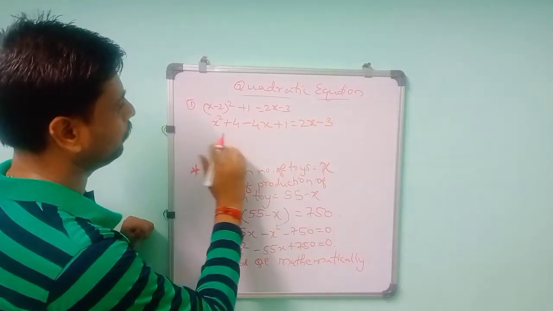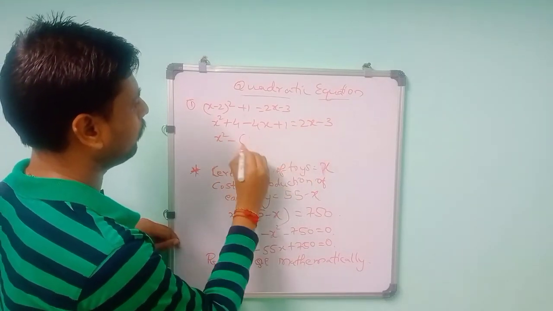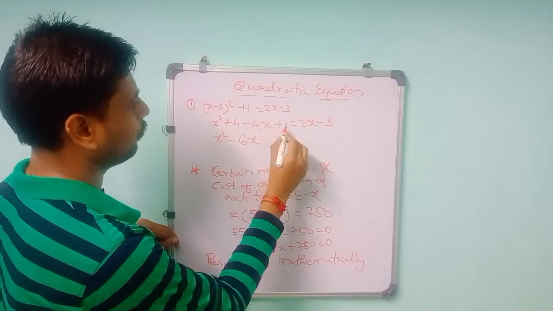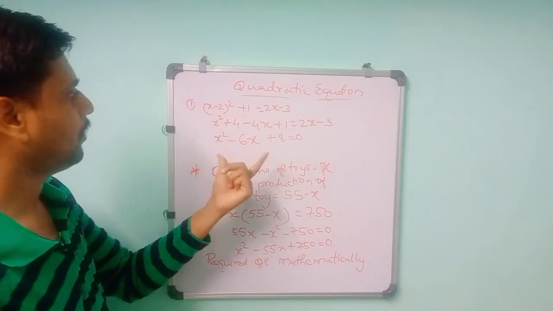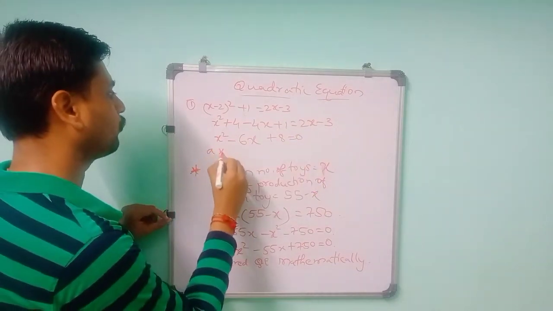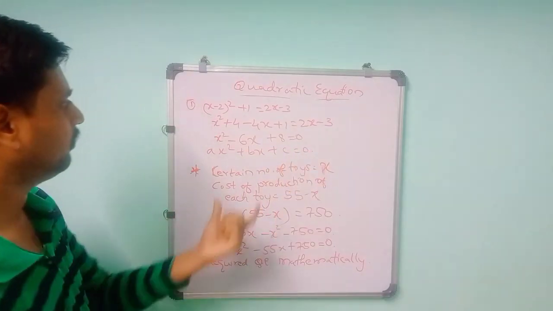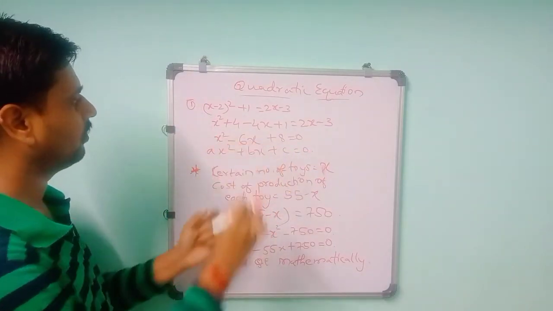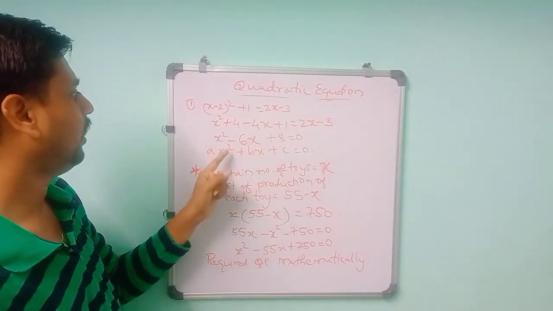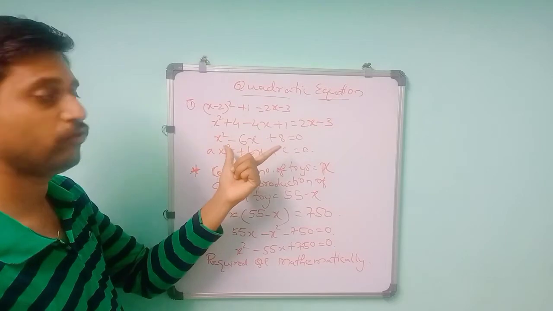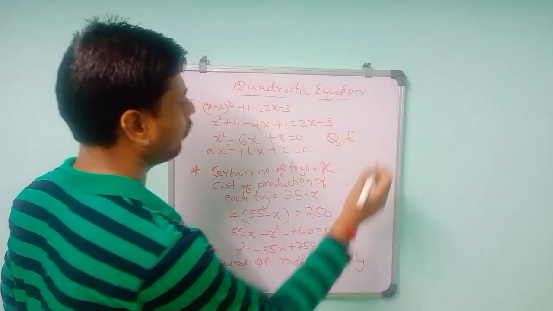So shift all the terms to this side. So x square minus 4x, this will become minus 2x, so it will become minus 6x. Then plus 4 plus 1 is 5, 5 plus 3 is 8. So it is x square minus 6x plus 8. If we compare this with ax square plus bx plus c is equal to 0, c is the constant number, bx is the coefficient of x, and a is the coefficient of x square. So it is in the form of ax square plus bx plus c. So it is a quadratic equation.